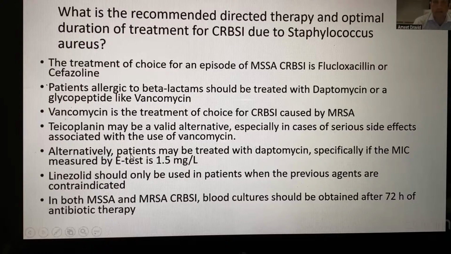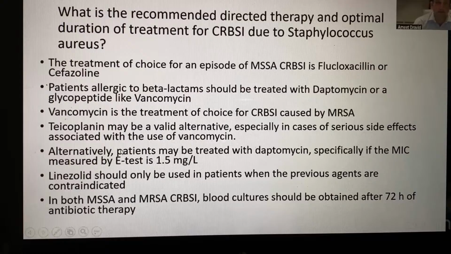Teicoplanin can also be a valid alternative, especially in cases of severe adverse events with the use of vancomycin. What about MRSA? MRSA, vancomycin is the treatment of choice. So for MSSA, flucloxacillin and cefazolin is the treatment of choice. For MRSA, if the blood culture, both central line and peripheral line, grows methicillin resistant staph aureus, then vancomycin is the drug of choice. If the patient has vancomycin allergy or vancomycin AKI, then even teicoplanin can be used as a valid alternative.